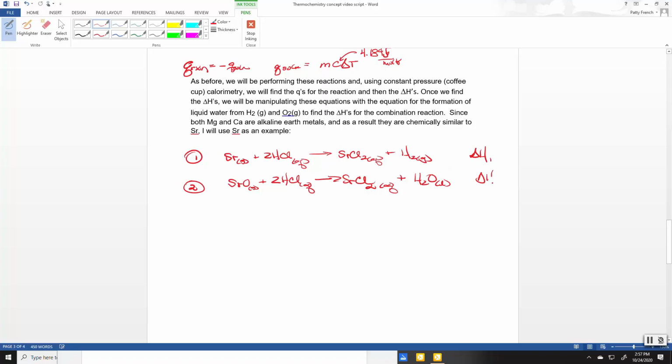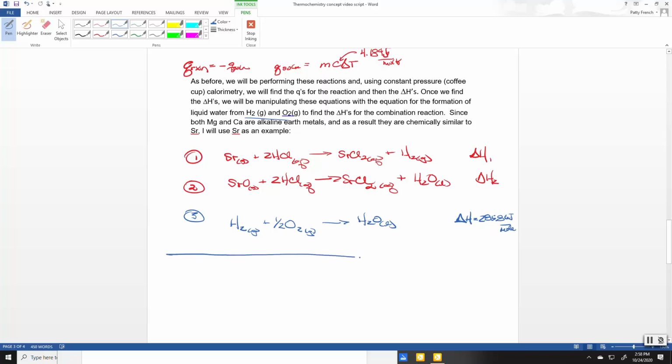And that will be delta H2. The one that we're not going to let you do, but that you're also going to need, is the formation of water from hydrogen and oxygen gas. So hydrogen gas plus oxygen gas, remember with thermochemical equations we can use fractions, yields liquid water. And the delta H for that we're going to give you is -285.8 kilojoules per mole.